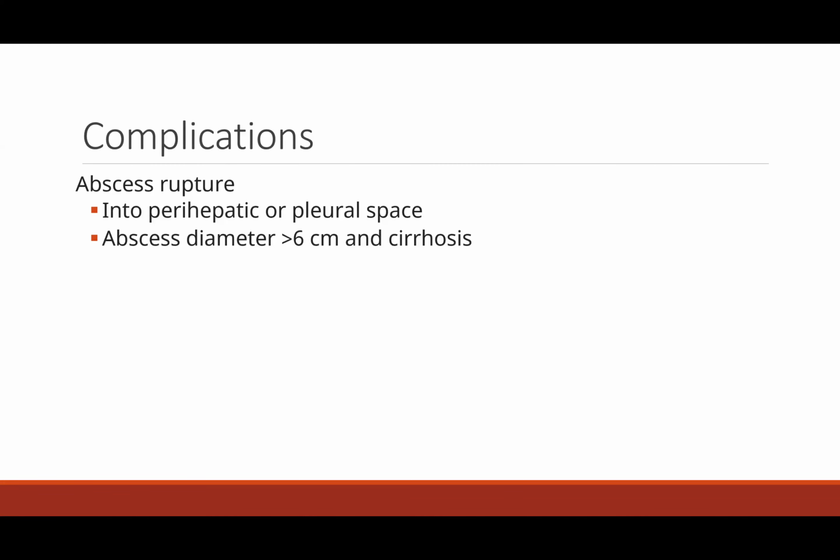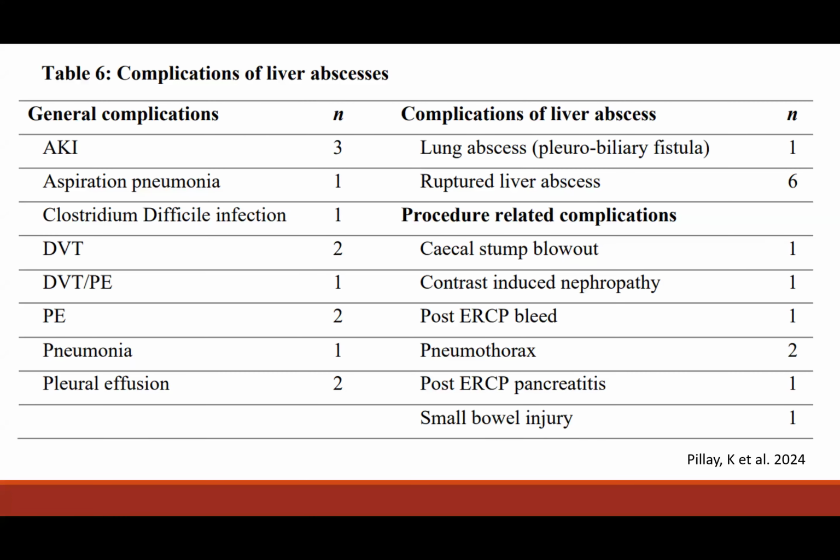In terms of the complications for pyogenic liver abscess, abscess rupture, although a rare complication, is said to occur in about 4% of all patients. Risk factors for abscess rupture include a diameter of more than 6 centimeters and sometimes coexisting cirrhosis. When these abscesses rupture, it's more commonly either in the perihepatic space or into the pleural space. Going back to this IMMED study, we could see that ruptured liver abscess was a complication in about 6 out of the 222 patients, and then one patient had developed a pleurobiliary fistula.